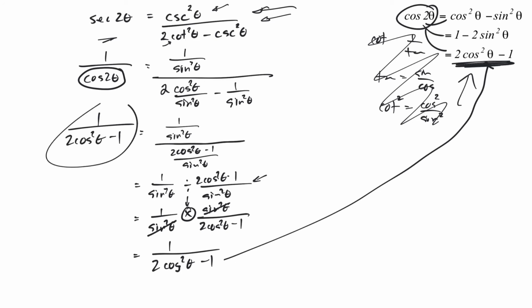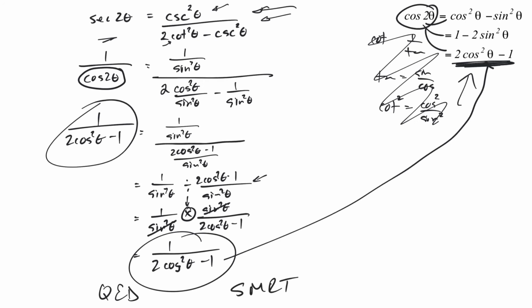I have the same thing on the left as I do on the right. Therefore, this thing is proved. I am so smart, S-M-R-T. Okay, that's a nice proof, that one.